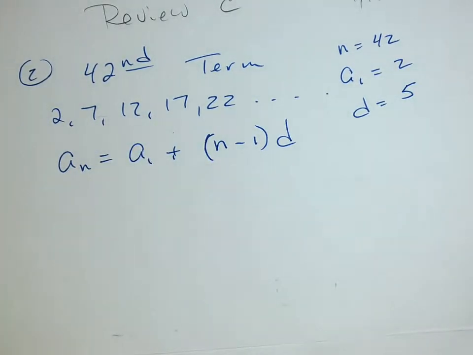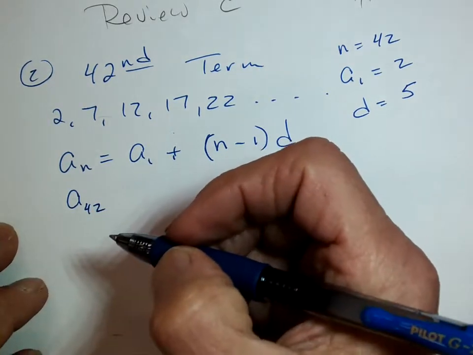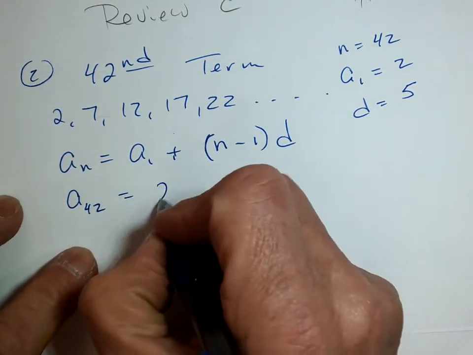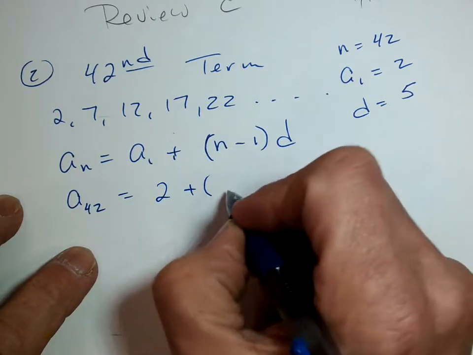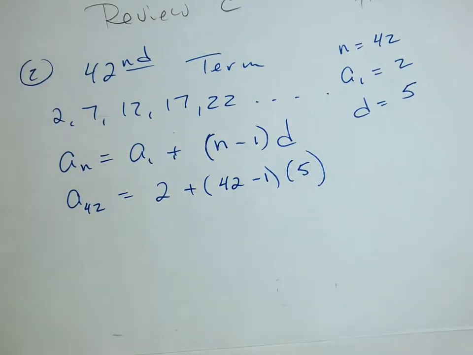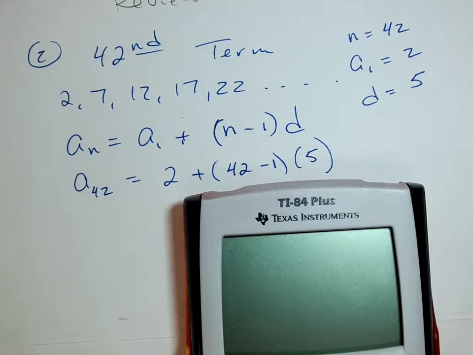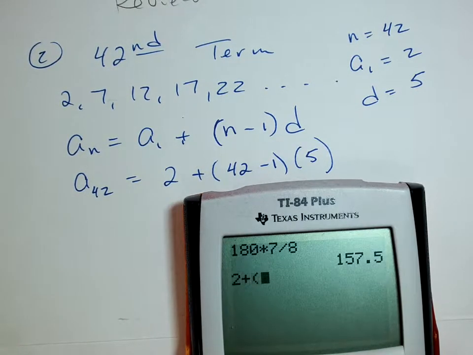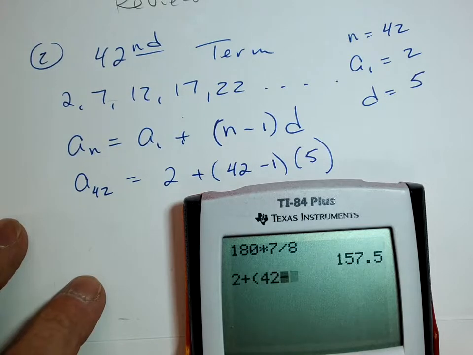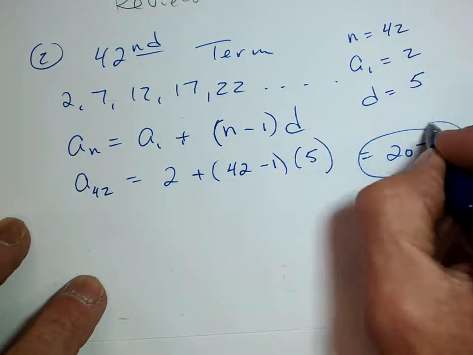Okay, now it's easy. I'm just going to plug the numbers into the spots. So I need a sub 42, because I need the 42nd term. It's going to equal 2 plus my 42 minus 1 times 5. And I'm just going to use my calculator to get an answer. Okay, so I'm just going to plug that in. All right, I'm going to go 2 plus parentheses 42 minus 1 times 5, and I get an answer of 207. Okay.